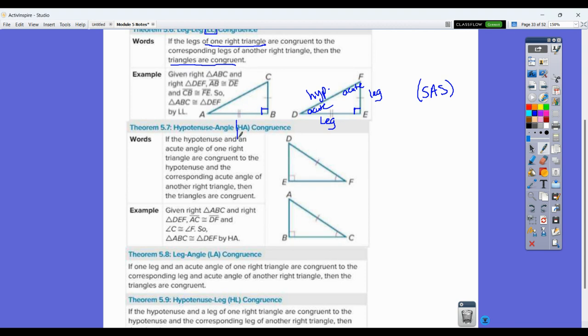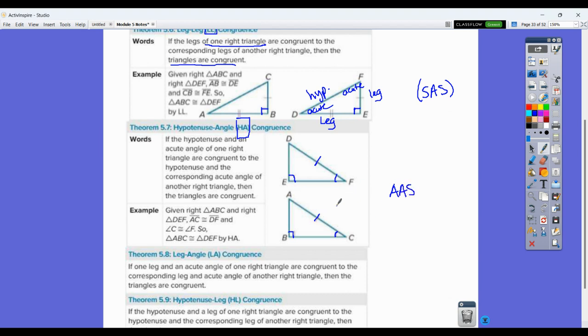The second one is hypotenuse angle. So be really careful with this, but it has to be the hypotenuse of one triangle congruent to the hypotenuse of the other. Don't forget your right angles. And one angle. Doesn't matter if it's this one or if it's the angle D and angle A, but one angle. And what you should notice here is this is an angle side set up in this case.